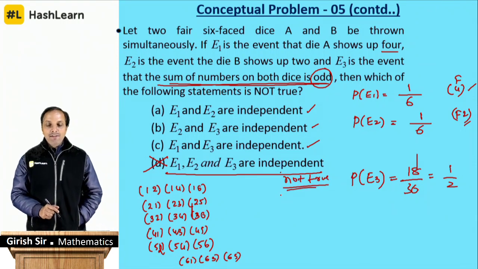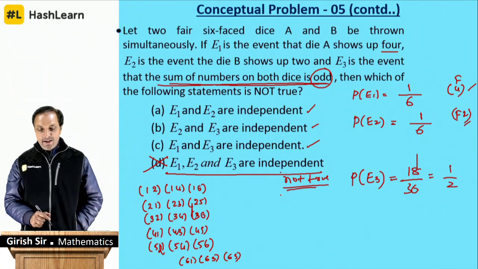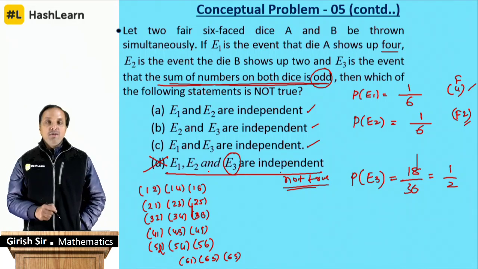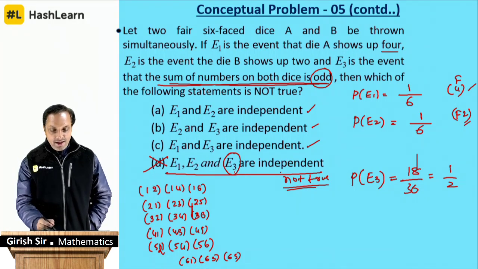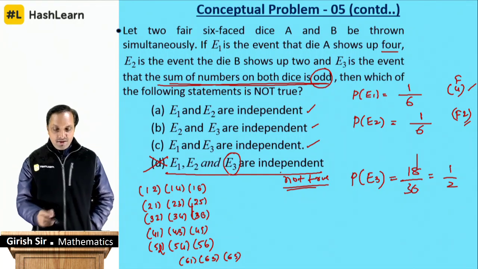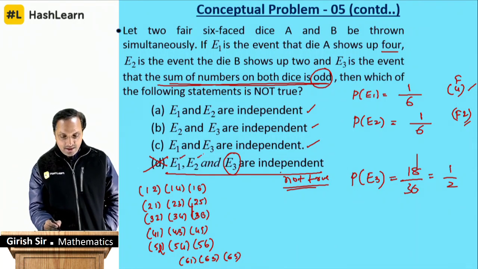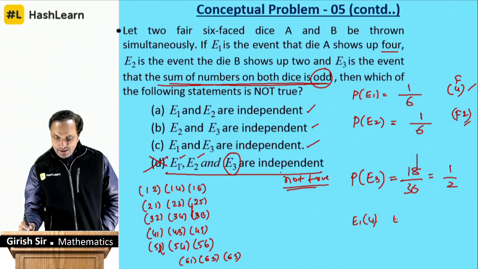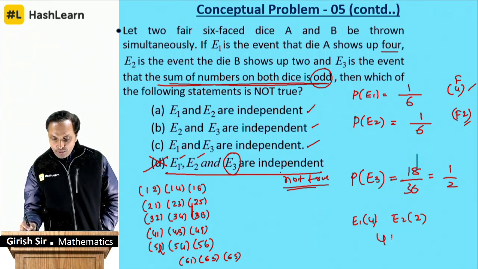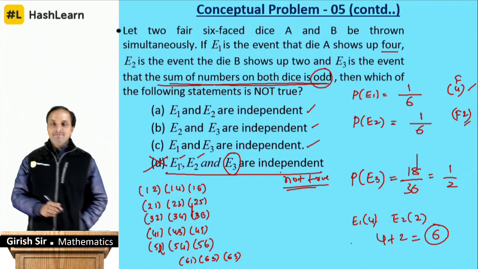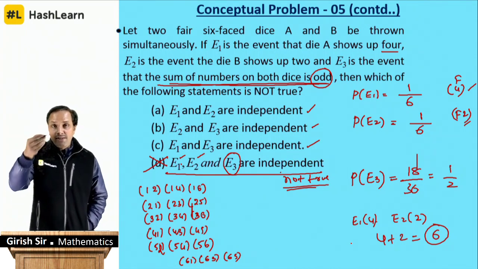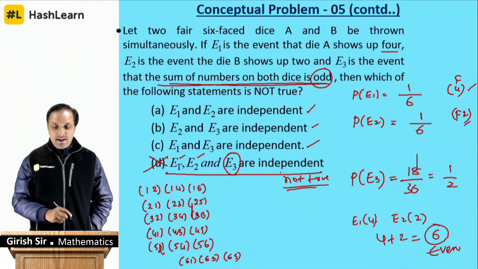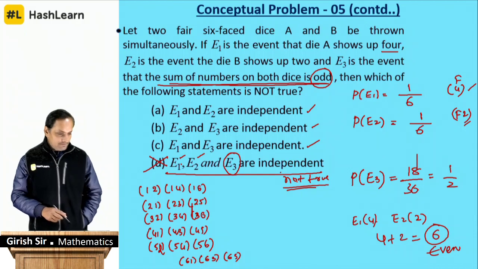Here you can see E1, E2, E3, are they independent? So here, E3, he is talking of independent. No, when he says E3 is independent, because E3 you can observe here, E1 is giving you 4, E2 is giving you face as 2, 4 plus 2 will be 6. When you take E1 and E2, the result will be E1. So therefore the false statement is option D.